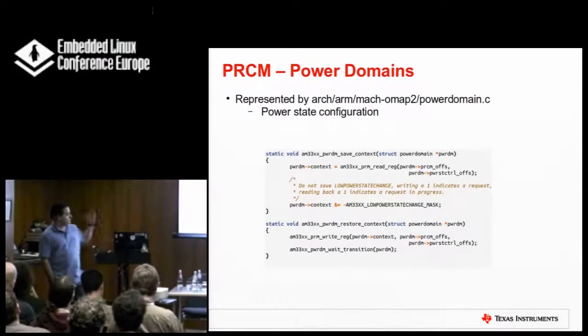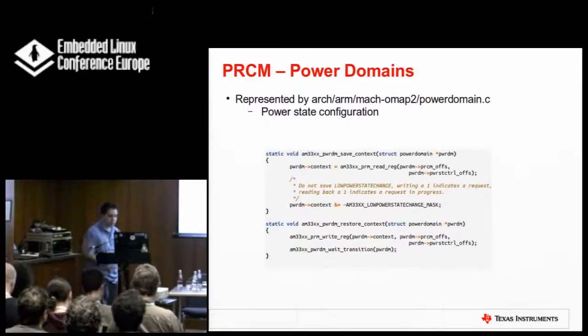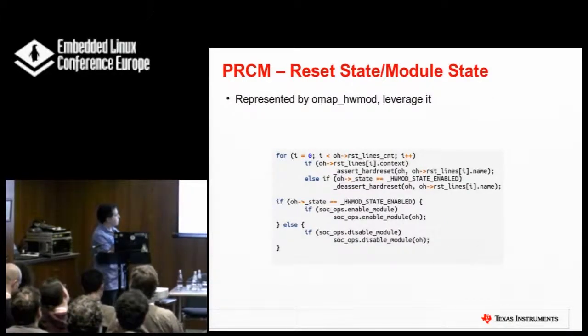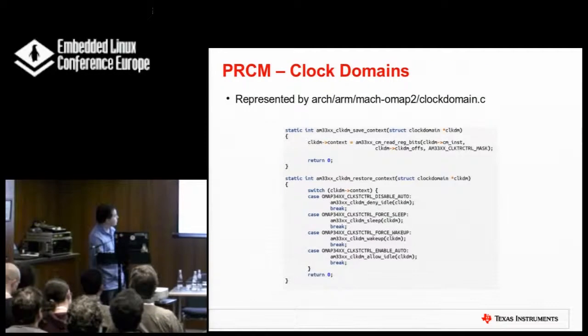So these slides are just some basic information on how it's done on OMAP, with the individual portions of the power reset clock manager. There's just some power domain save, restore. Each IP block on an OMAP processor is a hardware module. So there's a save restore for those. Clock domains.